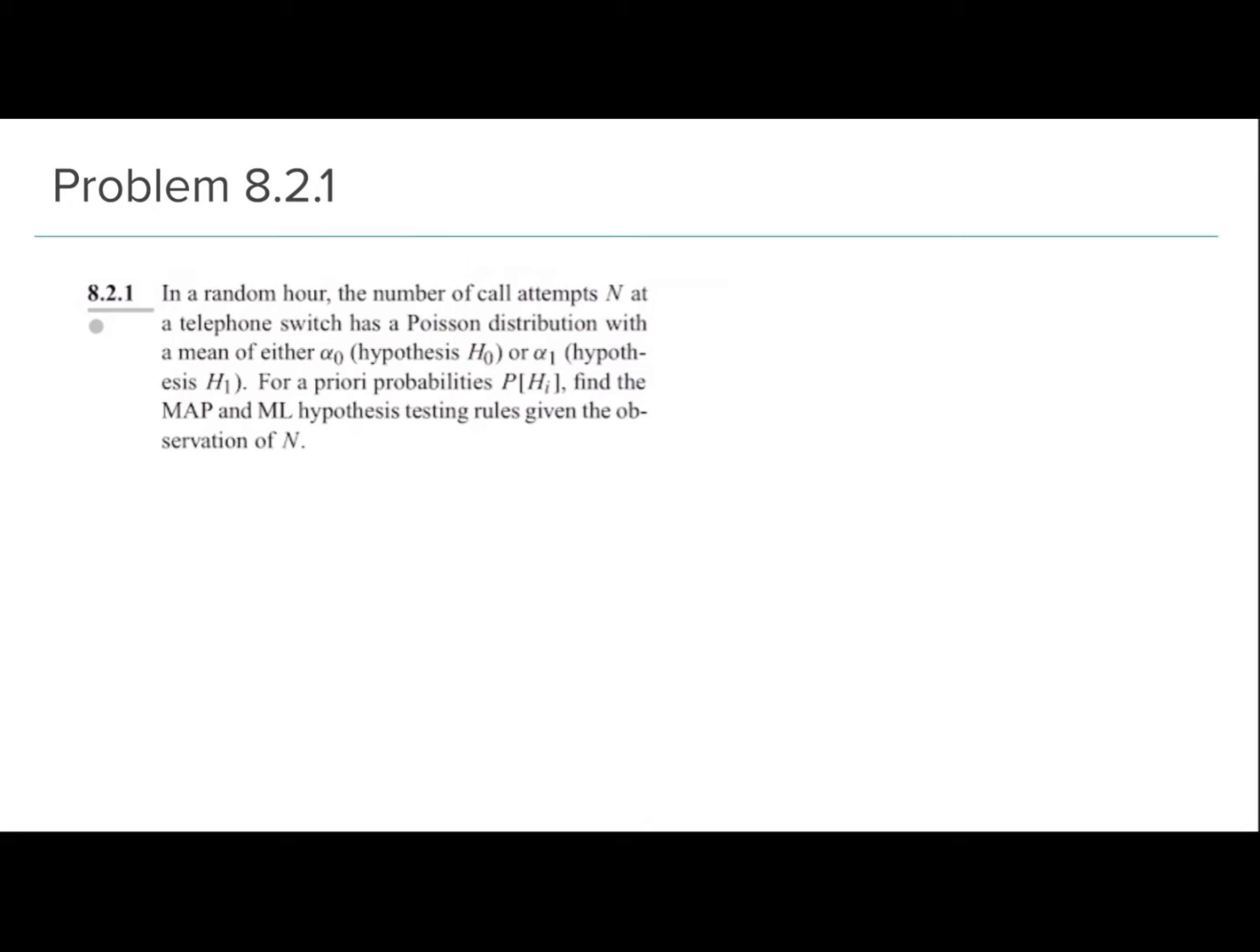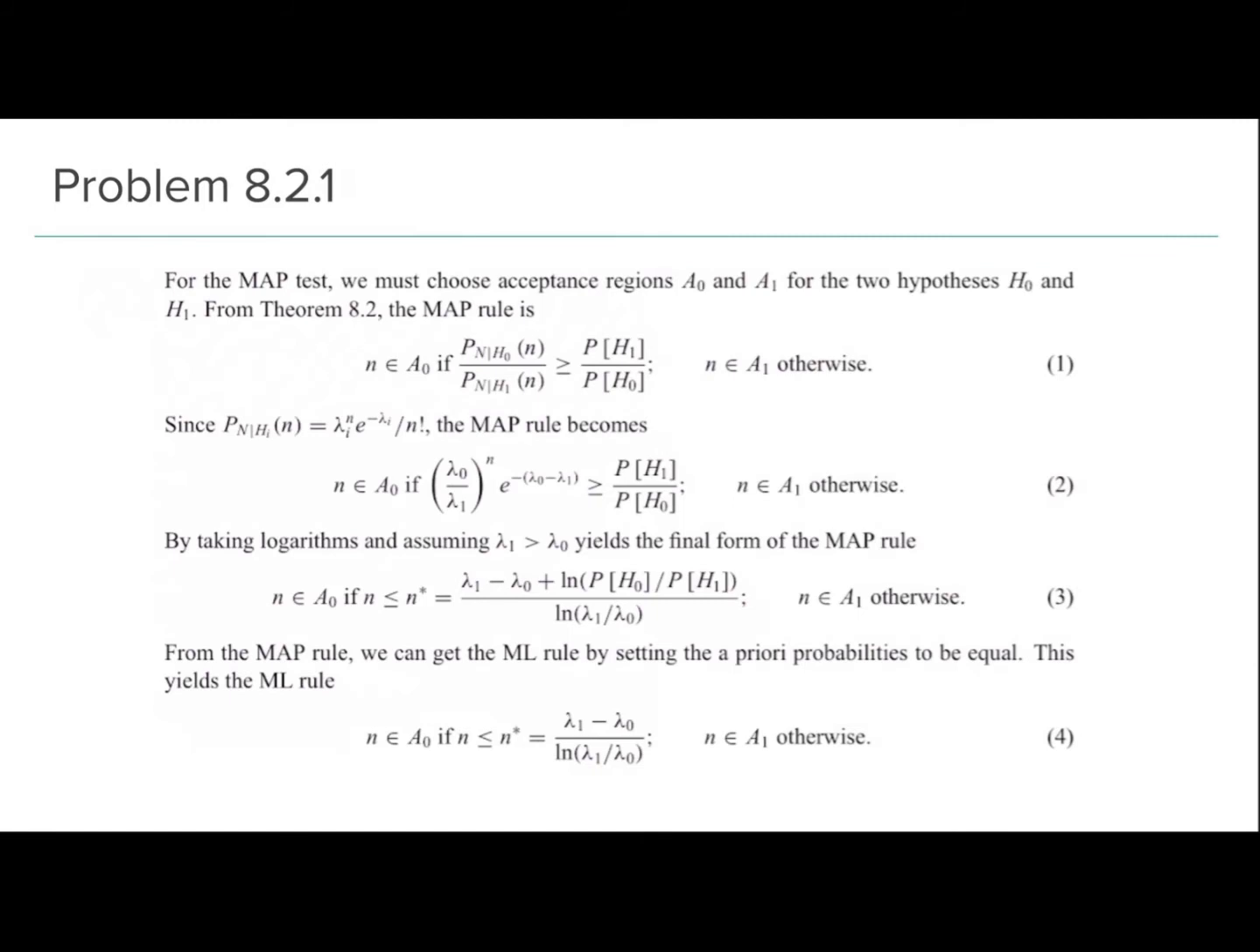Given the distribution of n given either h naught or h1, we had to find the MAP and the ML hypothesis testing rules. We found the conditions for a naught and a1 using both MAP and ML rules. So this is done. I hope that's okay with everybody.